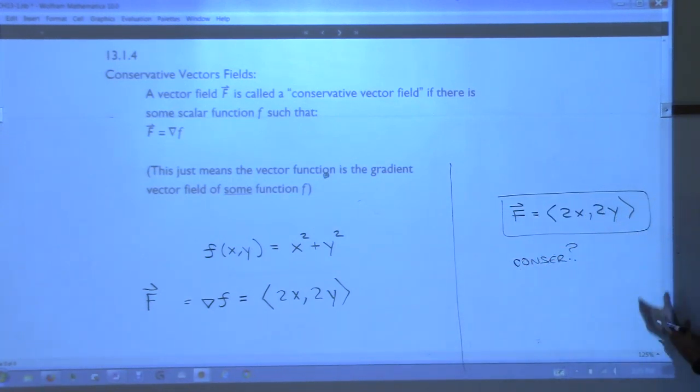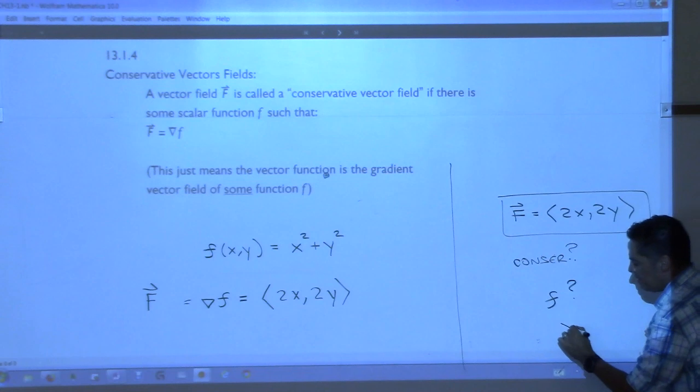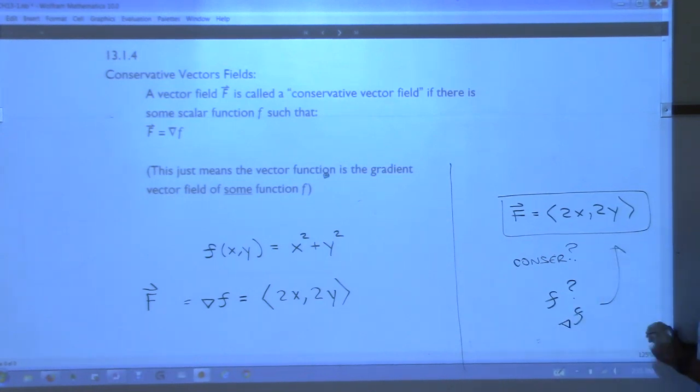Is that conservative or not? Then you would have to figure out, can I come up with a little f that when I take the gradient of it, I get that? Do you understand that? Yes. And by doing that, you take like the anti-derivative. Yeah, we're going to have a procedure for that. Okay. And then later on, we'll have a quick way of checking. It'll be super fast. Okay.